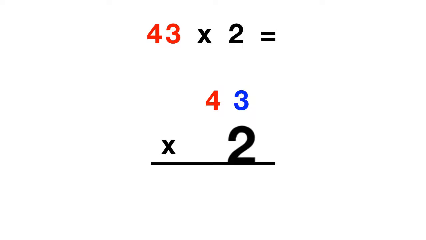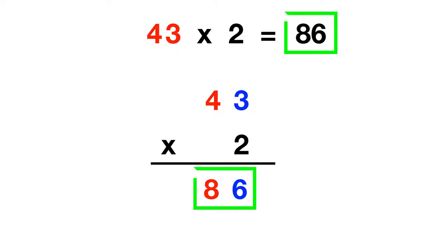Then we'll multiply 2 times these 3 ones. 2 times 3 ones gives us 6 ones. Next we'll multiply 2 times these 4 tens. Well, 2 times 4 tens will give us 8 tens. And now that we've multiplied the entire number by 2, we can see our answer is 86.